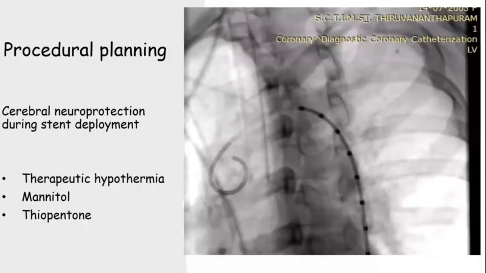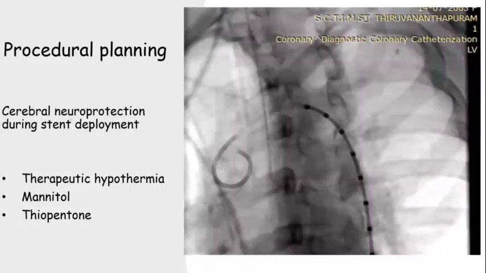As we were concerned that even balloon dilatation across the coarctation would compromise the brain circulation, intra-procedural cerebral neuroprotection was planned with therapeutic hypothermia, mannitol, and thiopentone. The hypothermia decreases the overall cerebral metabolism. Mannitol decreases the cerebral perfusion pressure, that will preserve the cerebral perfusion, and thiopentone decreases the cerebral metabolism.